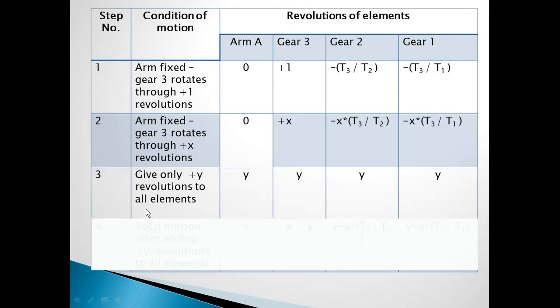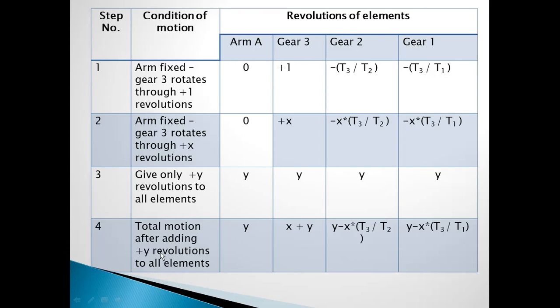Then step number 3 is that all the gears, along with the arm, are rotating with the same rpm, y rpm. It means all the other elements present in the epicyclic gear train will have the same motion. In the first case the arm has 0 motion, in the second case the arm has some y revolution and the other gears remain idle. And the last one is total motion. Total means when the arm is fixed along with when the arm is rotating with certain rpm.